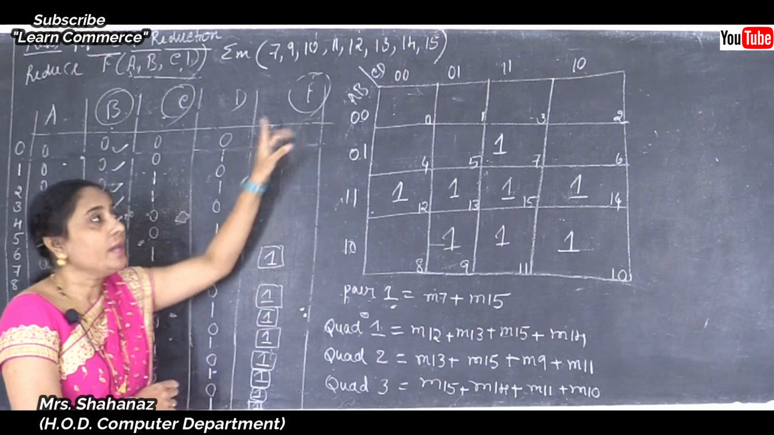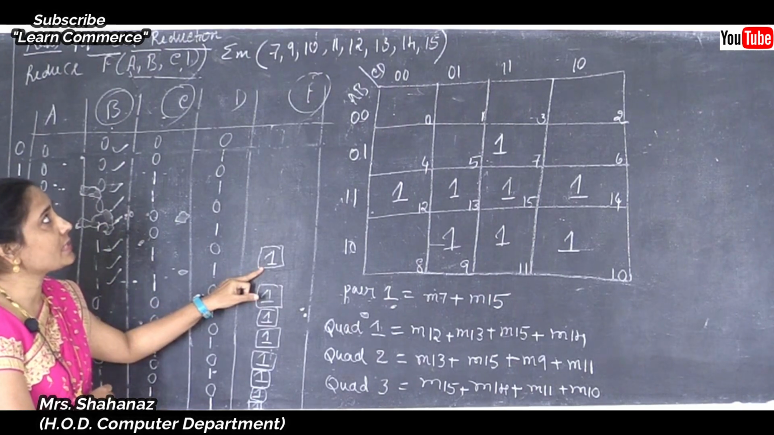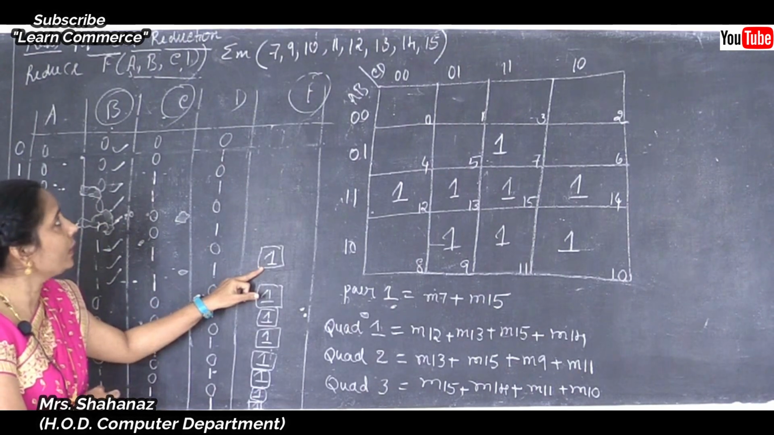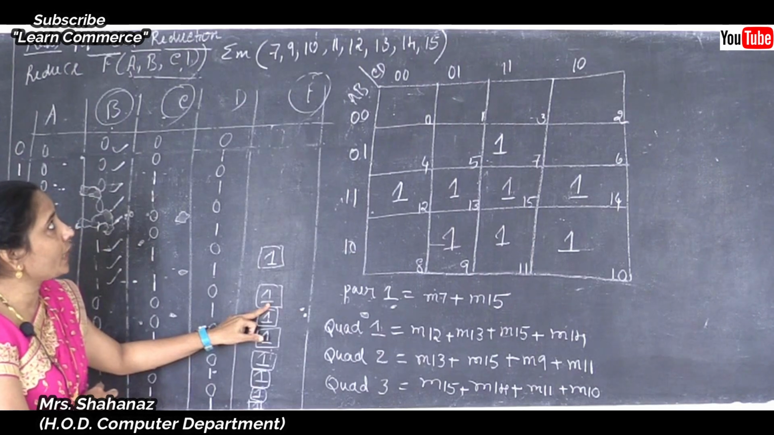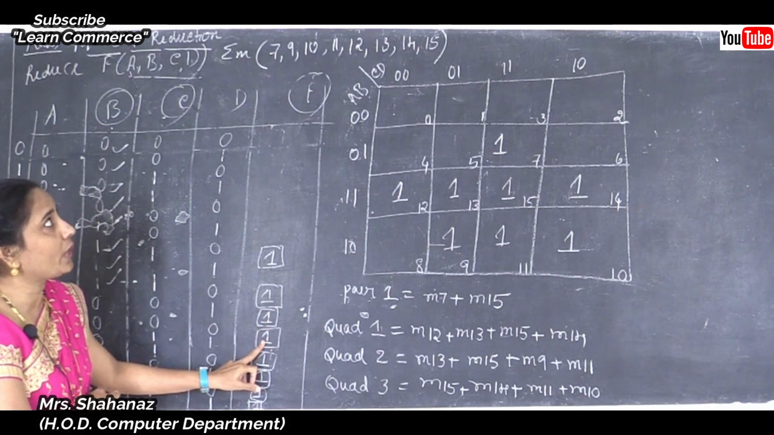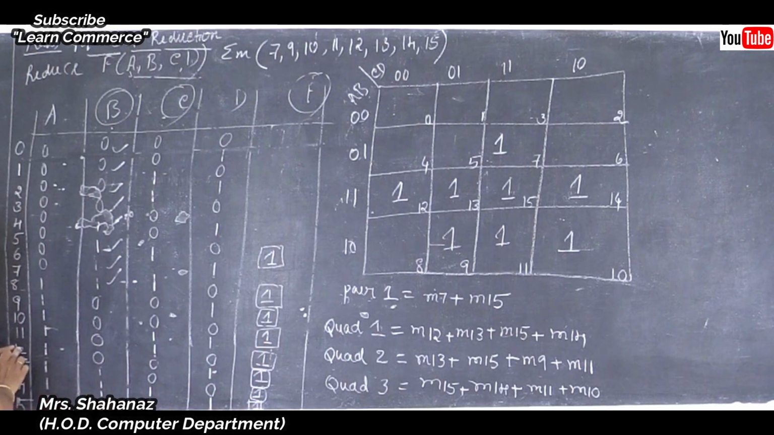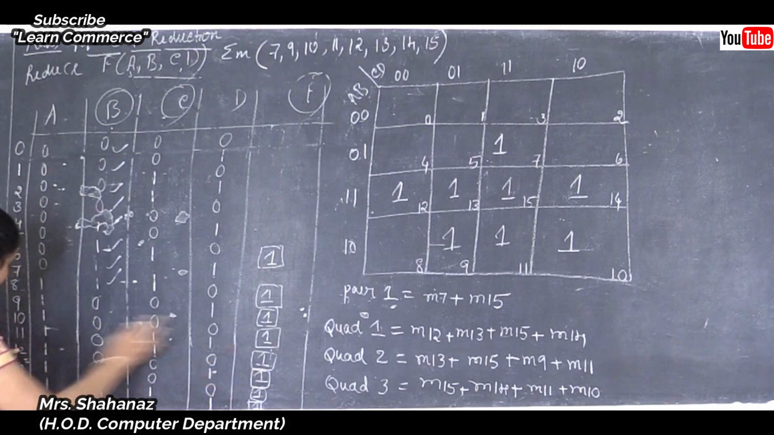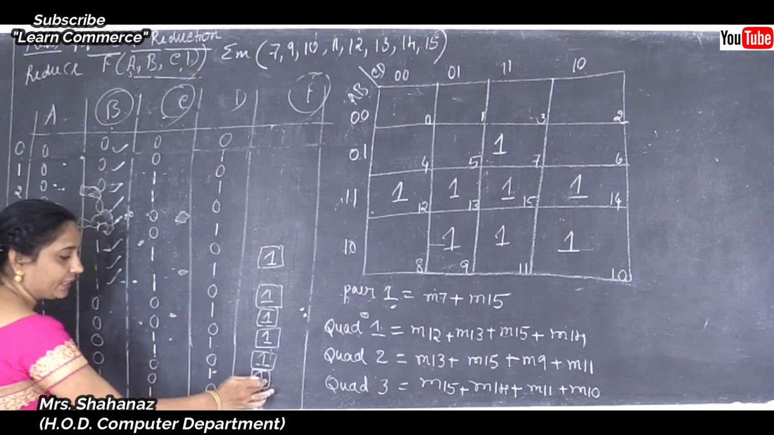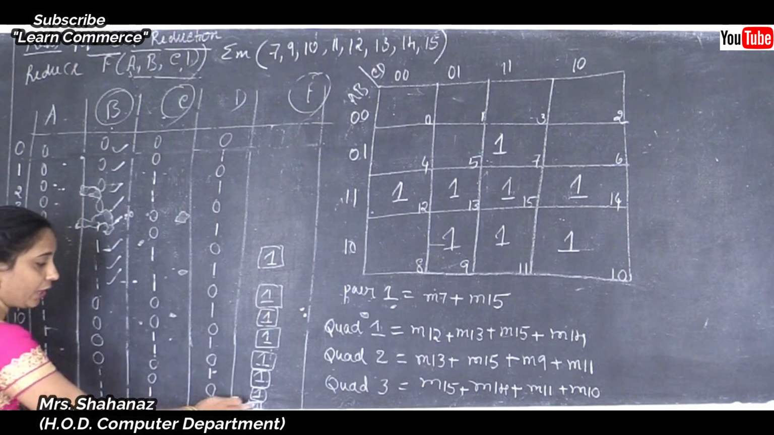Clear this part here? Now just in front of the number 7, I am using the output as 1. In place of 9, the output as 1. 10, the output as 1. 11 also, the output as 1. In place of 12, whatever the value is, we need to take the output as 1. 13, the output as 1. 14, the output as 1, and 15, the output as 1.